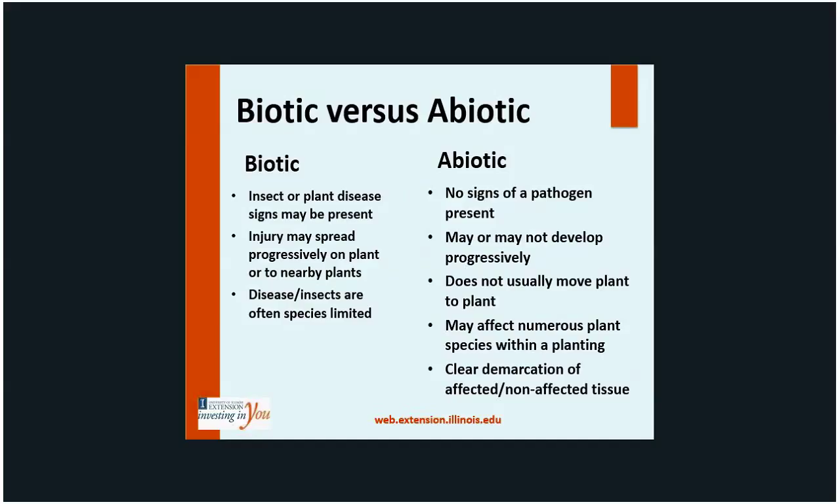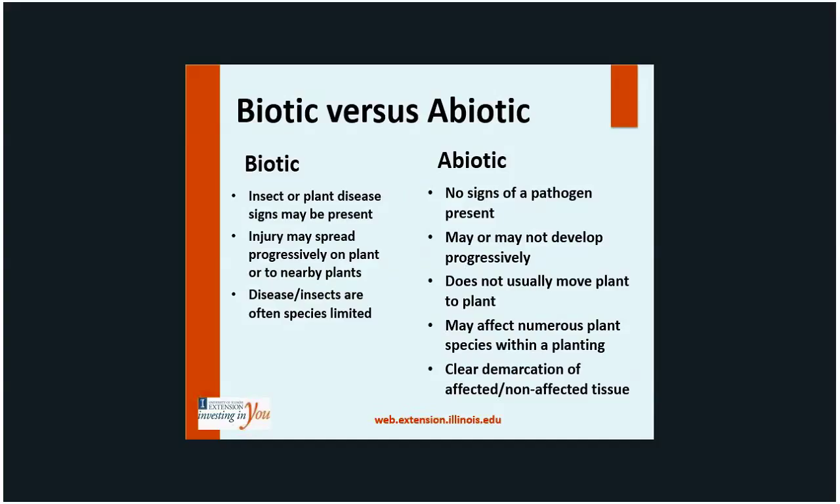In biotic diseases, the injury is usually spread progressively on the plant, which means that let's say if it's a fungal disease, the fungi will come in, they'll attack a small area, they'll spread throughout the plant, and then they can spread to nearby plants as well.